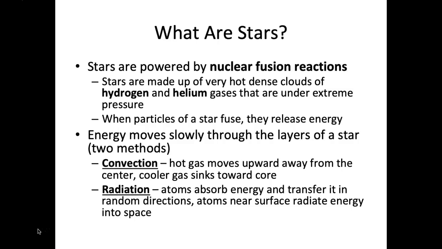There are two different methods by which energy moves through these layers. There's convection, where hot gases move upward, away from the center. As they do so, they cool as they get closer to outer space, and then as they cool, they sink back towards the core. The second is radiation. Atoms absorb energy and transfer it in random directions, and atoms near the surface will radiate energy into space, and that's where we get light from our stars.